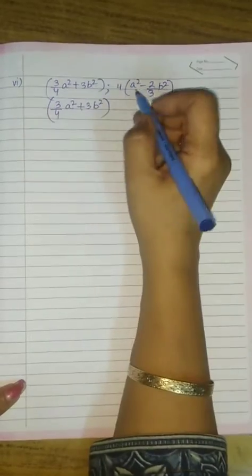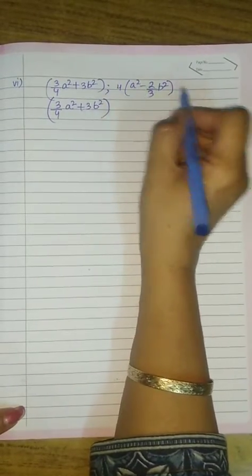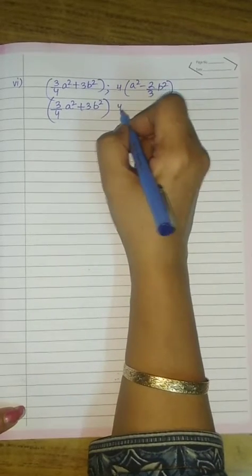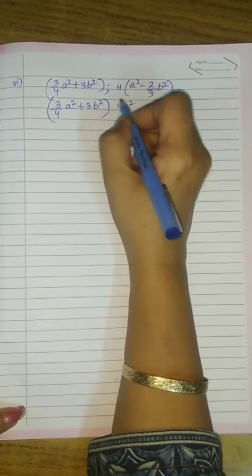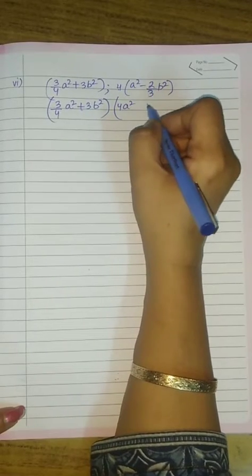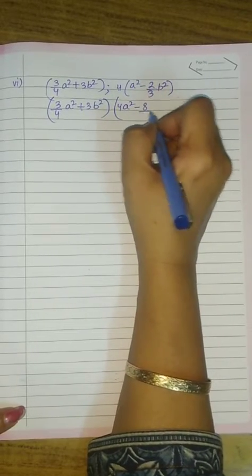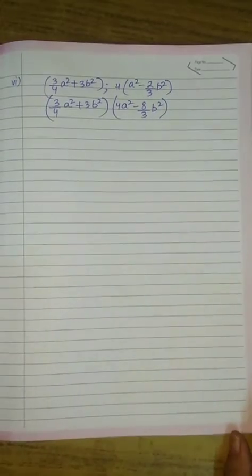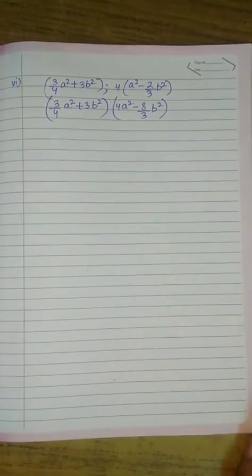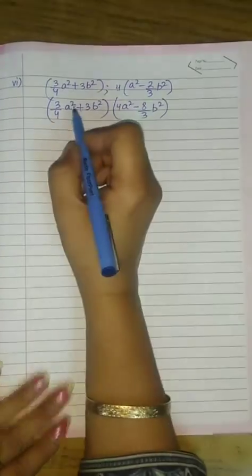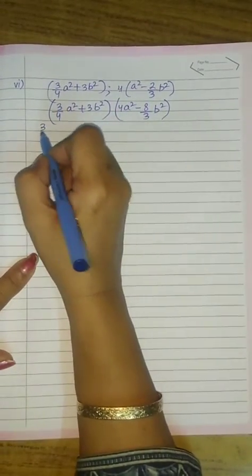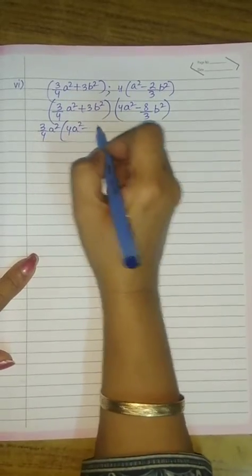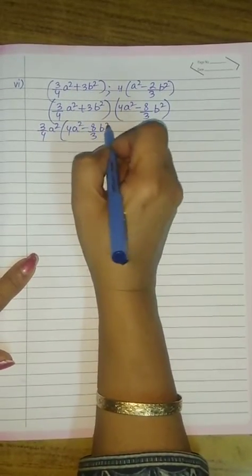Then in the second binomial, 4 will be multiplied with both the terms inside the bracket. So 4 into a² means 4a², and 4 into minus 2/3 becomes minus 8/3 b². Now we are going to multiply these two binomials. So 3/4 a² will be multiplied with 4a² − 8/3 b².